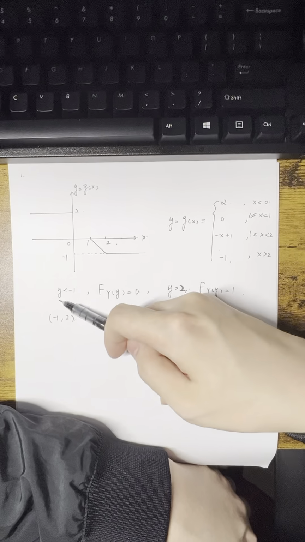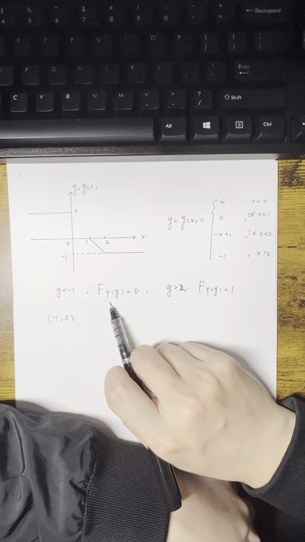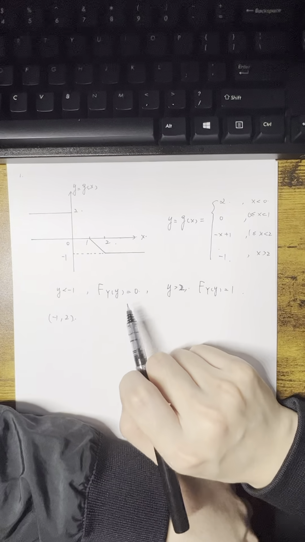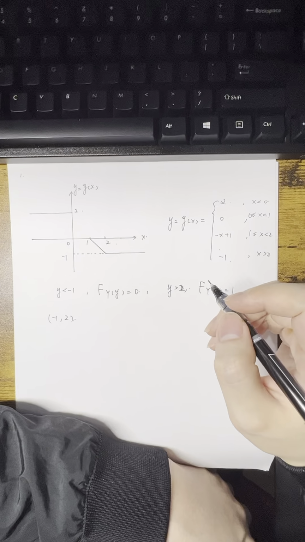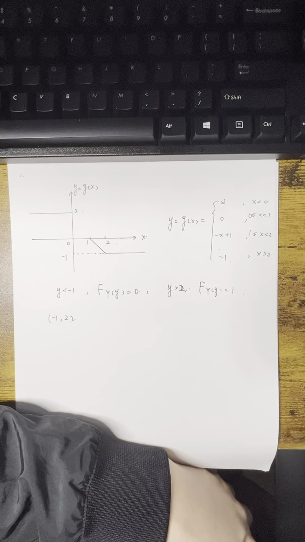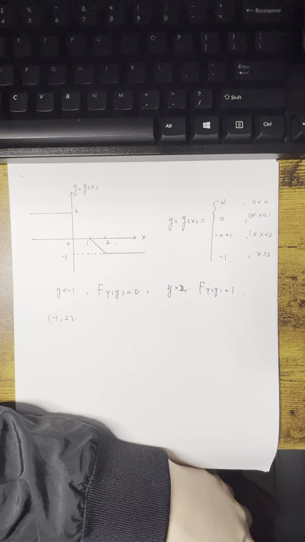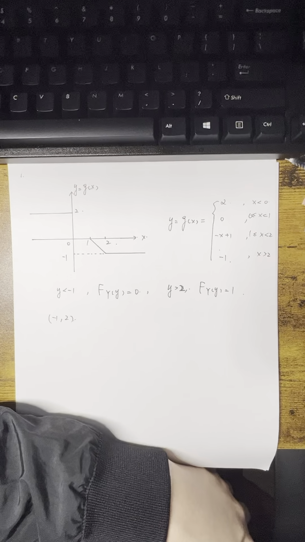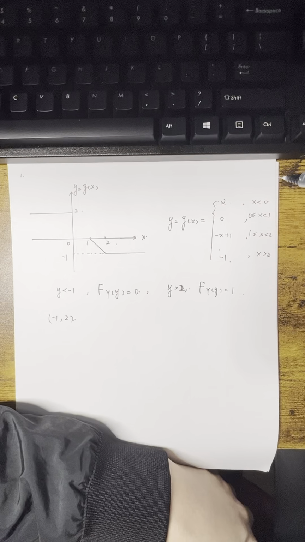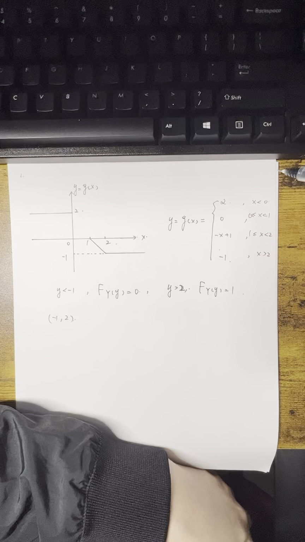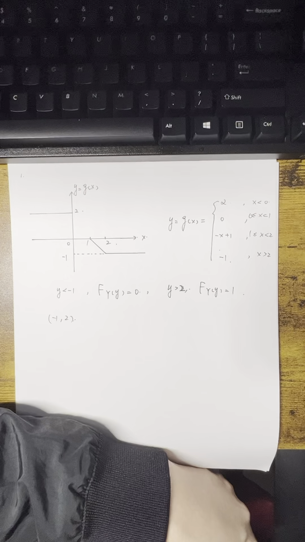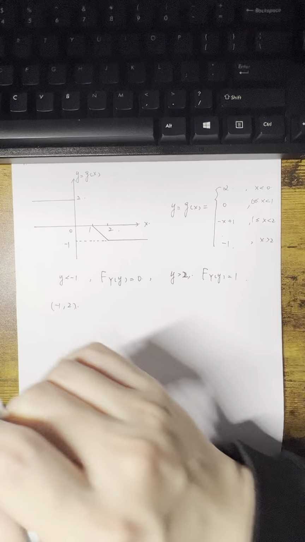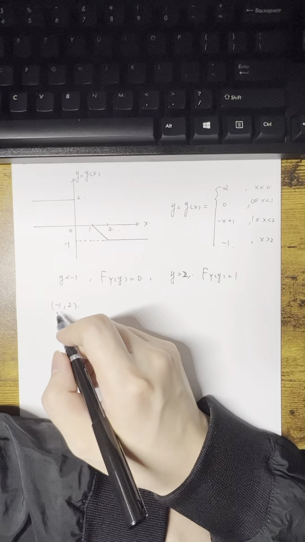So when Y is less than minus 1, F_Y will be 0. It's impossible, right? And when Y is greater than 2, the distribution function will be 1, because it includes all cases. Now let's take a look at when Y is between minus 1 and 2.